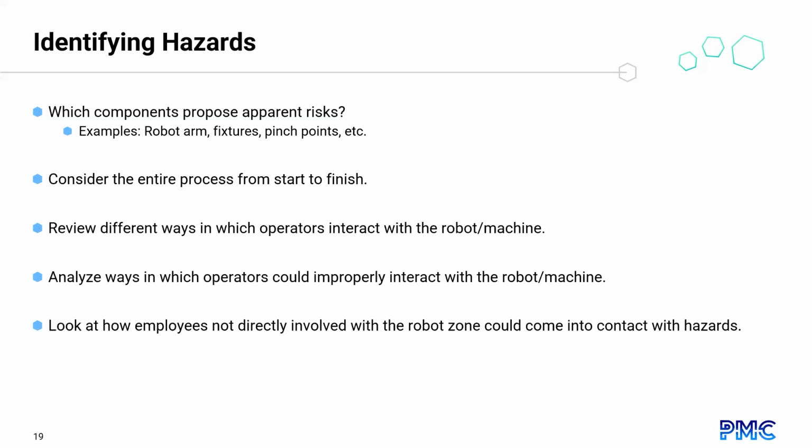It's also crucial to look at how the employees who are not directly involved with the robot zone, it could be people who are simply passing through the areas, people responsible for cleaning, for example, or people from the office, could come into contact with these hazards.